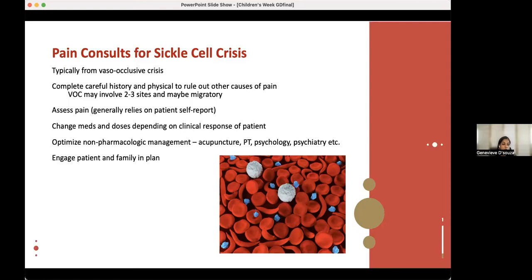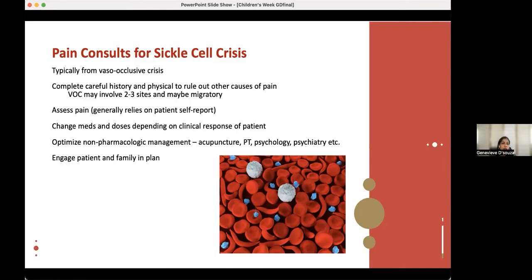So first of all, we do a careful history and physical. We figure out what these children have been on and what works for them. We get a rapport with the patient and family. We figure out what has worked for them in the past, and we rapidly escalate doses to what has worked for them.